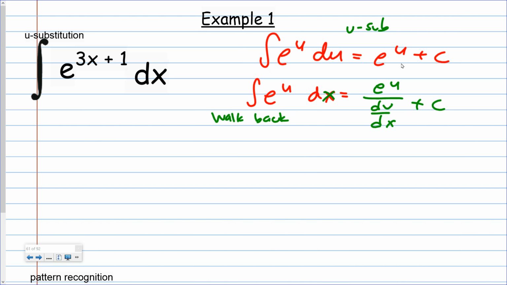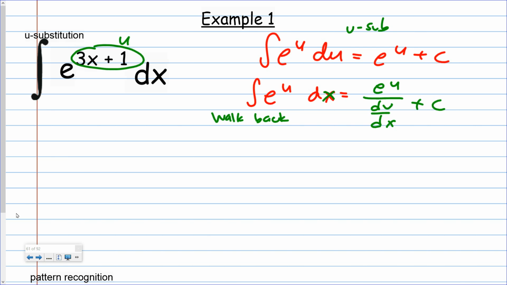And so let's think about it. When I take the derivative of e to the u, I write down e to the u, and I multiply by du dx. So wouldn't it make sense that when I take the integral, I write down e to the u, and I divide by du dx, the derivative of u?